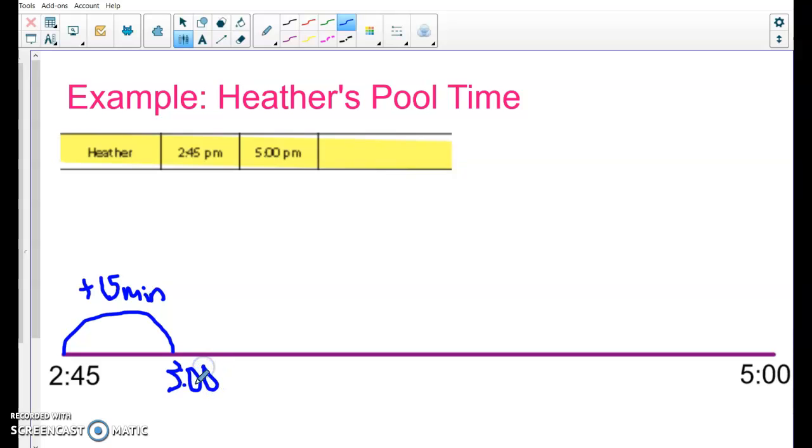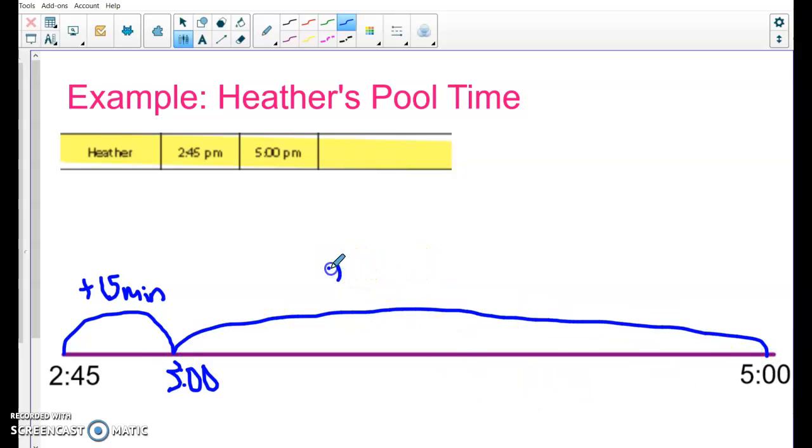And then I have 3 o'clock to 5 o'clock. In my head, I know that that's 2 hours. So I'm just going to take one more jump, do plus 2 hours, okay? Because I know 2 hours from 3 o'clock is 5 o'clock. Now, if you don't know that, you could ask yourself, okay, can I go one more hour and jump 1 hour to 4 o'clock and then another hour to 5 o'clock? Either way is a perfect way to do it.